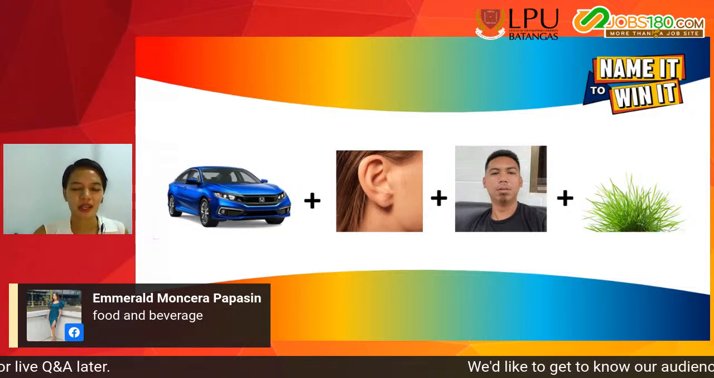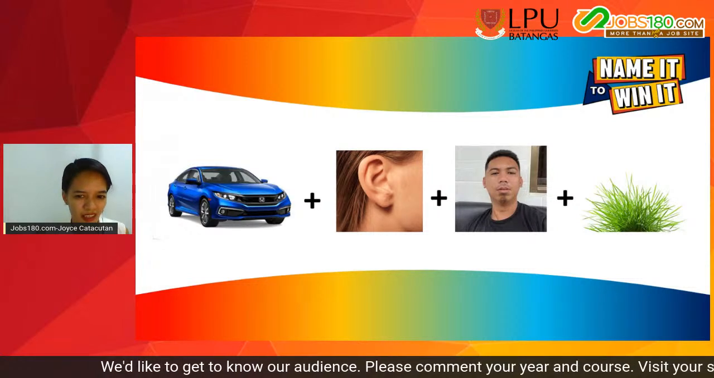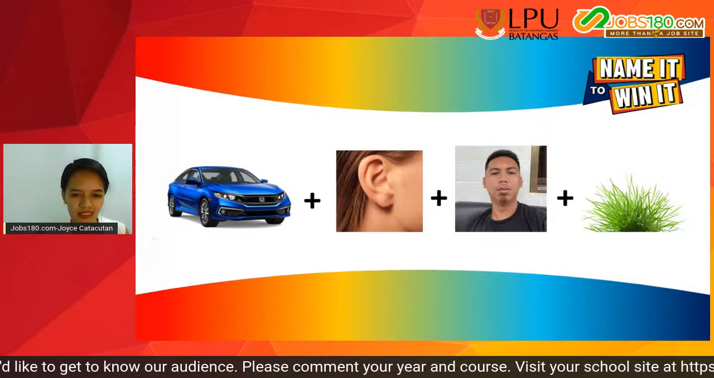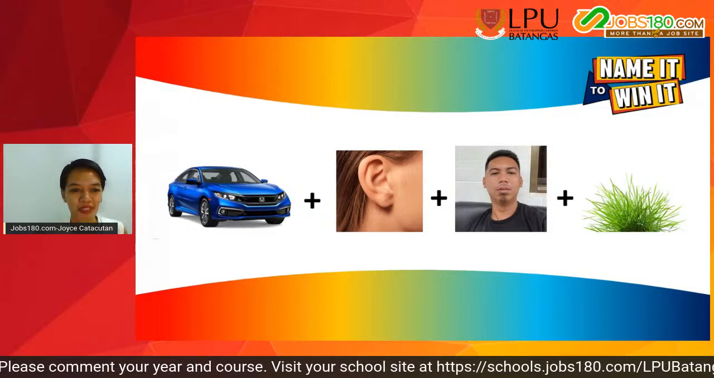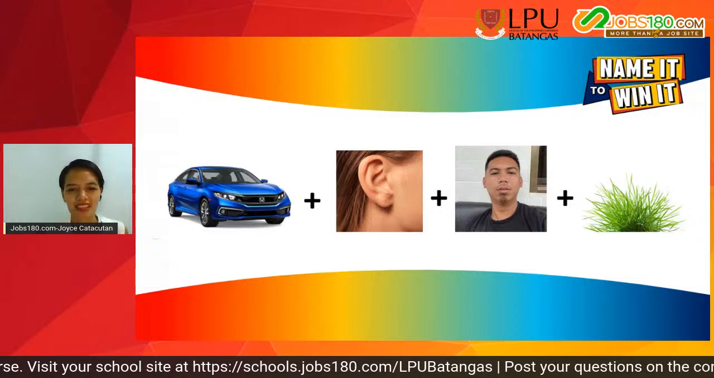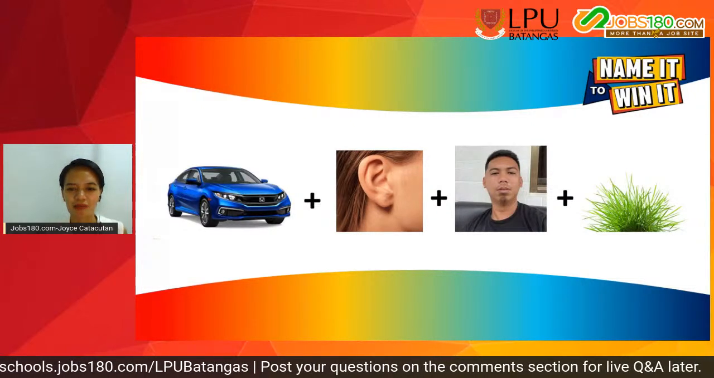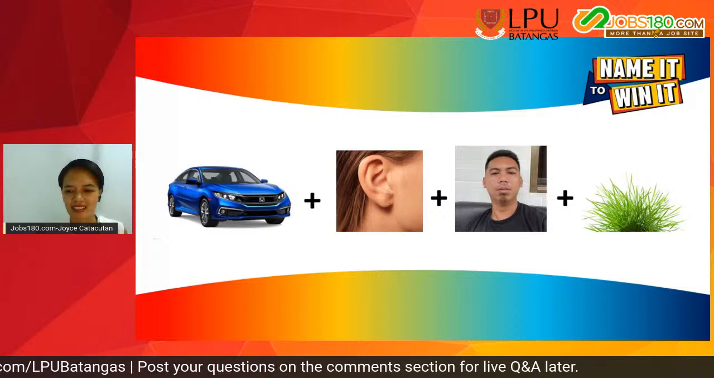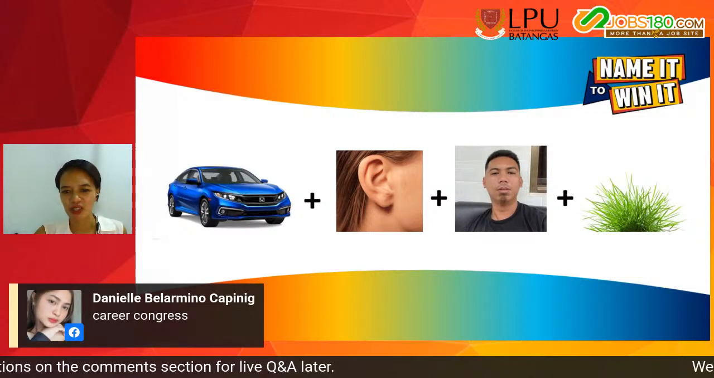Okay, so for the last round, merong car, may ear, ano ba to? Si Kong, and grass. Grass ba? Alam mo ba to? Ayan, so meron po ba nakakaalam ng tamang sagot? May car, may ear, si Kong nandito, at saka may picture ng grass. Ayan. May nakita na akong nag-answer.